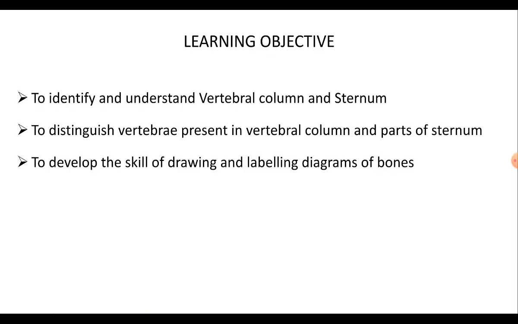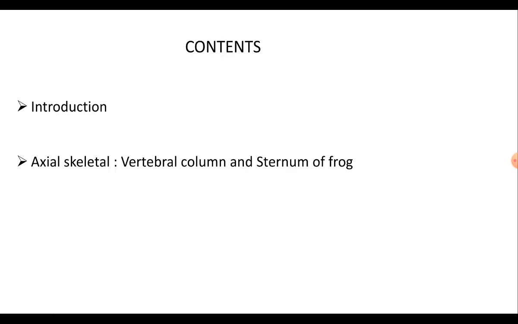The objectives of learning today's topic are to identify and distinguish vertebrae present in vertebral column and parts of sternum, and also to develop the skill of drawing and labeling the diagrams of bones. The contents are as follows: introduction to the vertebral column and sternum, and detailed parts of vertebral column and sternum of frog.